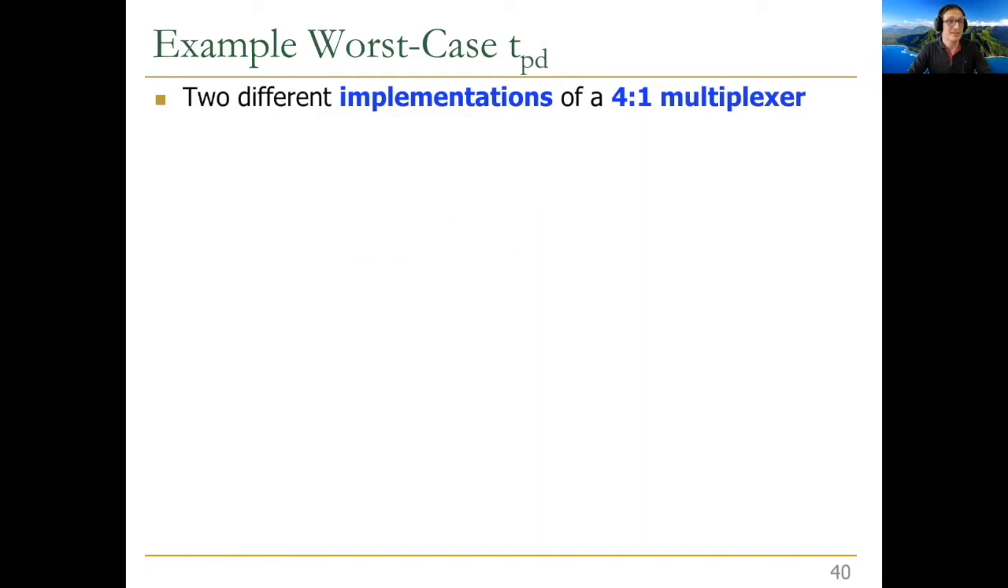Okay, so let's take a look at an example worst case propagation delay, which is the worst case delay, the critical path of a circuit. And we're going to look at the 4-to-1 multiplexer that we discussed multiple times in the past lectures. And we're going to look at 2 different implementations, actually 3 different implementations of it, but I'm not going to discuss the third implementation as much, and that's going to be the best one. But let's take a look at 2 different implementations of it first.